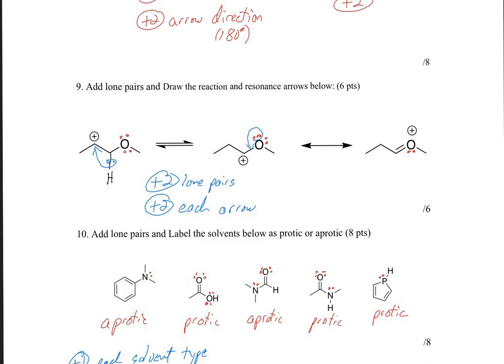Lone pairs, draw reaction, and resonance arrows. So right, we have a secondary carbocation. We're gonna do a rearrangement. H is gonna go, again, the electrons move, not the H. Don't start the arrow at the hydrogen, start at the bond. That makes a secondary lone pair resonance.